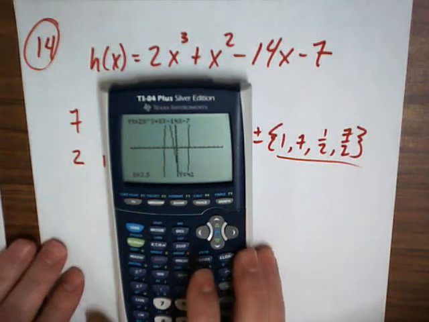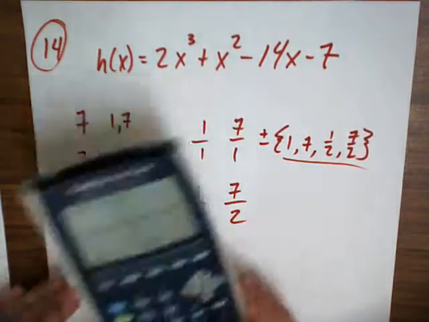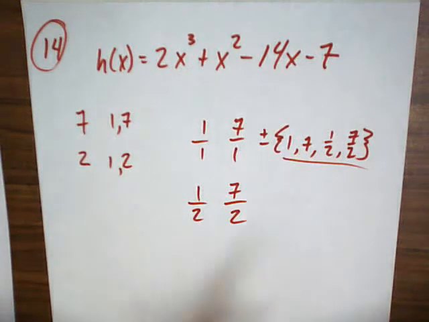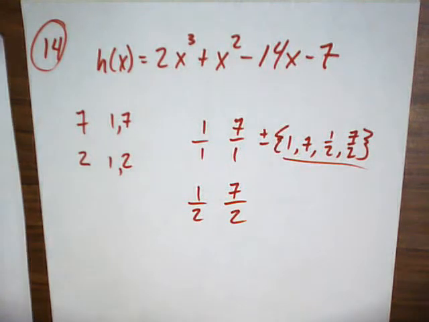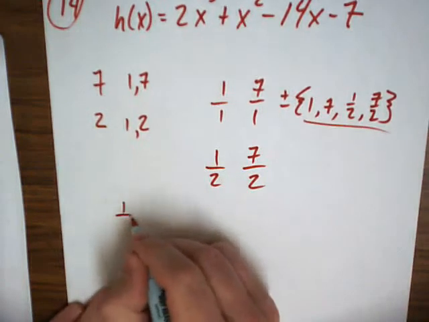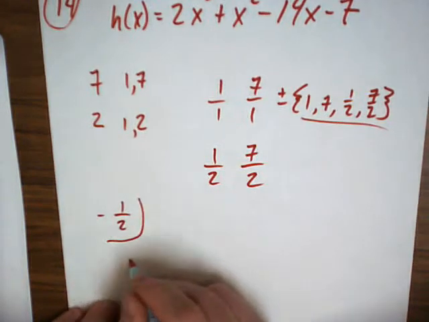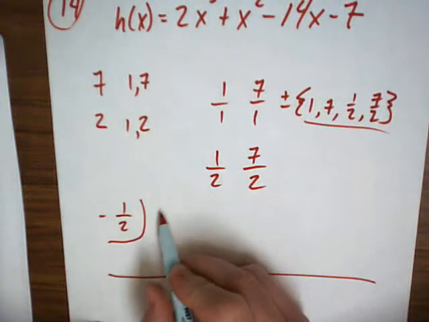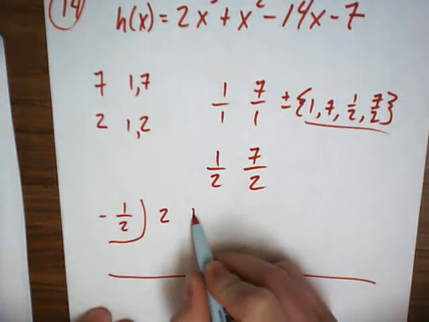So at least I got one of them: negative 1/2. It says polynomial division, but I don't like polynomial division. I like synthetic division. So is that okay? The same thing you said, right? Synthetic and polynomial. Sure.